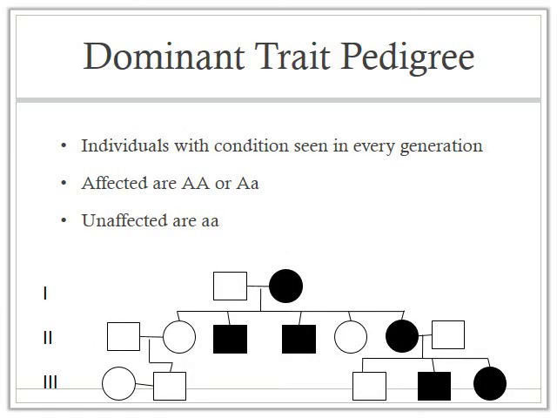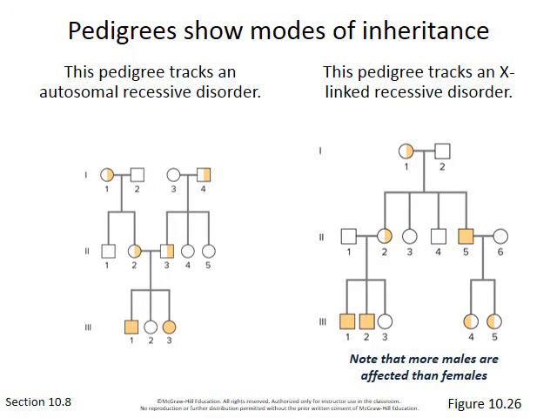And this is an example of a dominant trait, another example of a dominant trait. Individuals with the condition are seen in every generation. They're affected. The ones that are filled in, again, are going to be homozygous dominant or heterozygous. The unaffected, in this case, will be all the little a's, the homozygous recessives. Here are some more examples. The one on the left, we're looking at recessive, and we know it's recessive because we have carriers. We wouldn't see that unless it was recessive.